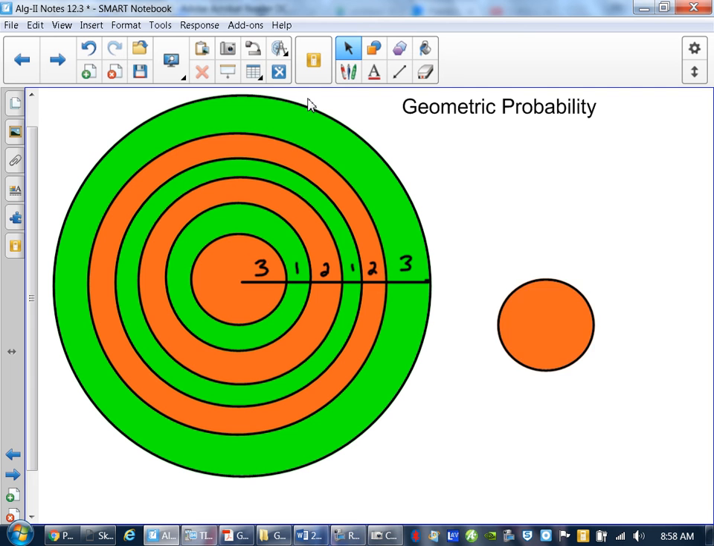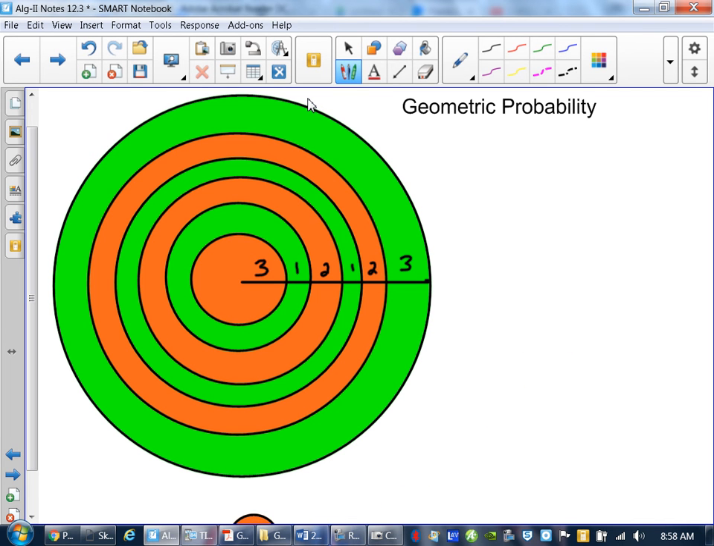All right. So geometric probability. Be like Mr. Murphy. Mr. Murphy shot me. I shouldn't mouth off in death.